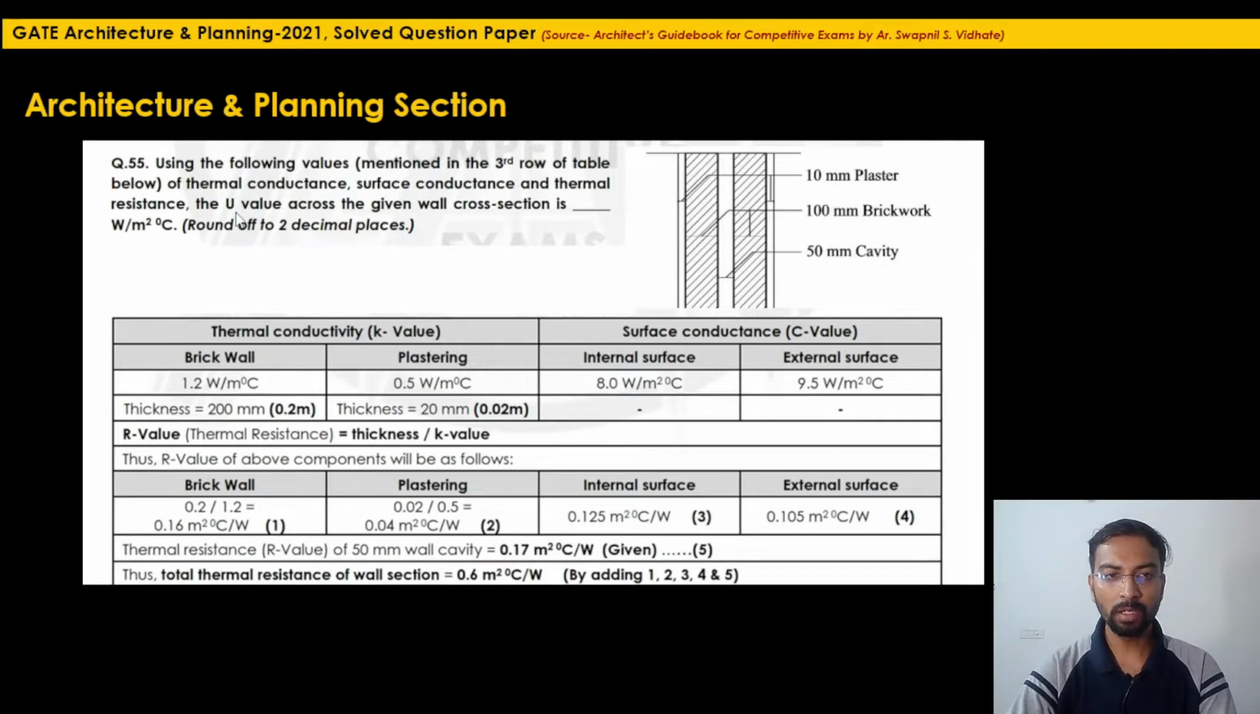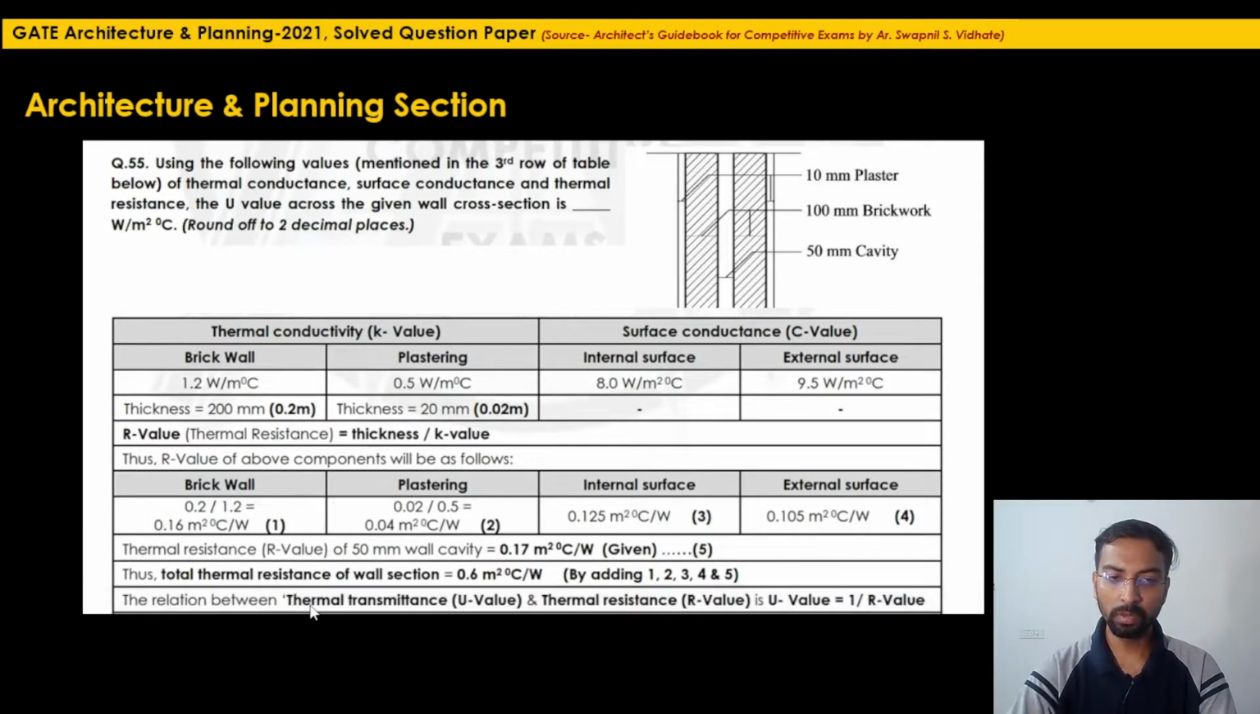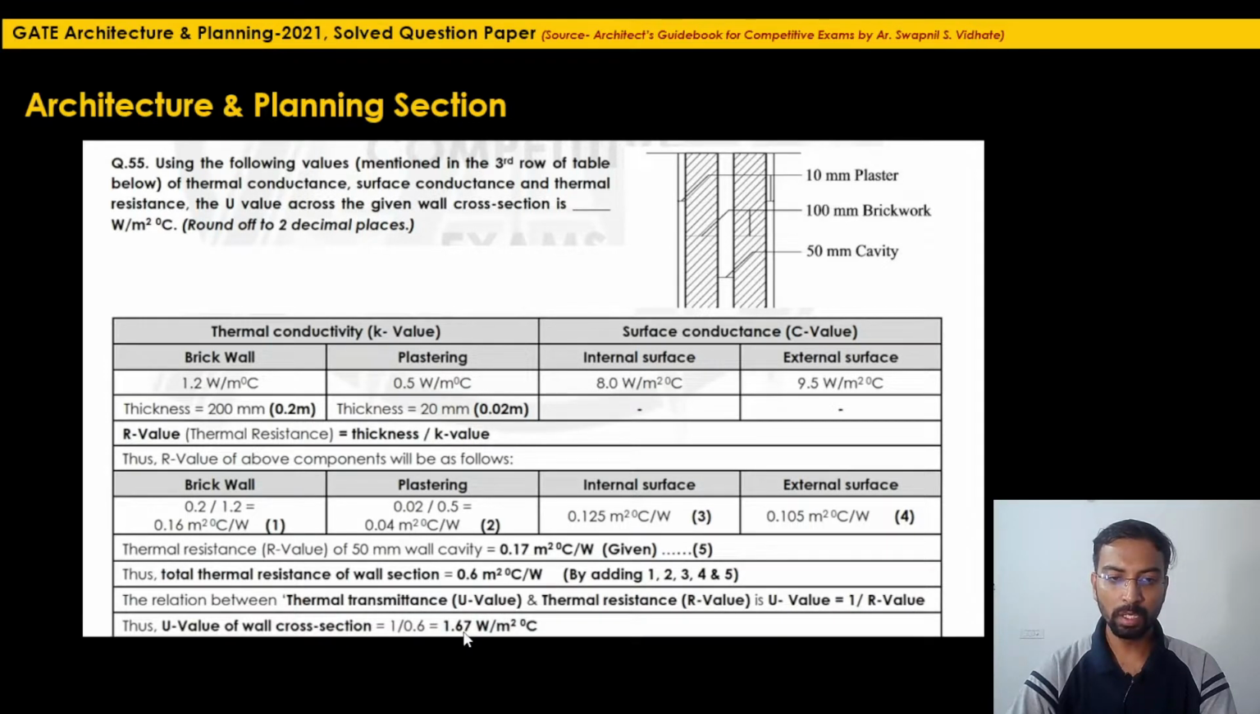Now we have to identify the thermal transmittance, that is U value. So simply we will find the reciprocal of this, which will be the U value, because the relation between thermal transmittance, that is U value, and thermal resistance, R value, is U value equal to 1 upon R value. So what will be the reciprocal? It will be 1.67 watt per meter square degree Celsius. So this is the final answer for this question. The U value across the given wall cross section is 1.67.